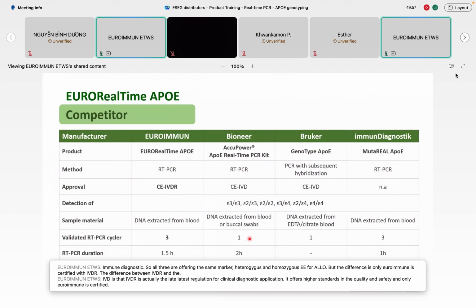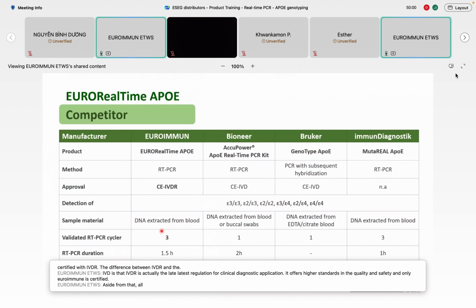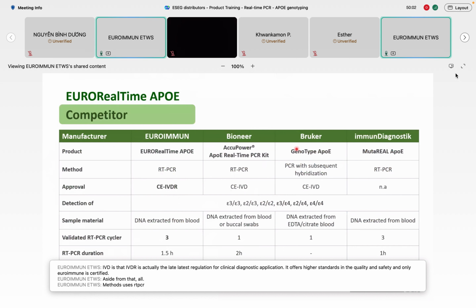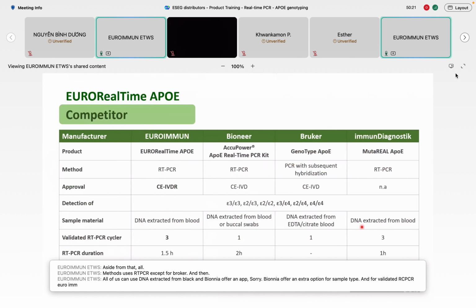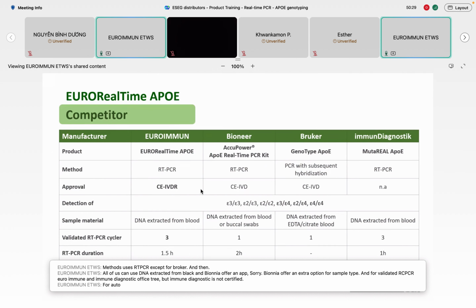Aside from that, all methods use RT-PCR except for Bruker. And all of us can use DNA extracted from blood, and Bioneer offers an extra option for sample type. And for validated RT-PCR, Euroimmun and Immune Diagnostic offer 3, but Immune Diagnostic is not certified. For automation solution, all of us offer except for Immune Diagnostic as well.